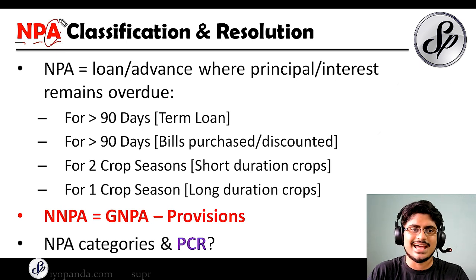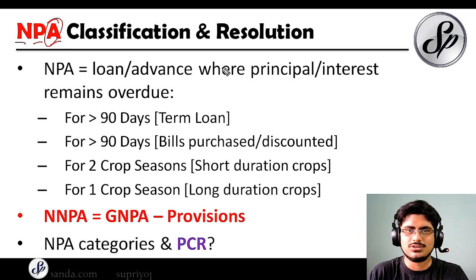So what is an asset? We have already talked about the bank's liabilities and the assets. So I hope that you remember those things. The loans that the bank gives out, those are the assets of the bank. And when these assets become non-performing, then they are called NPAs. So how can they actually become non-performing?